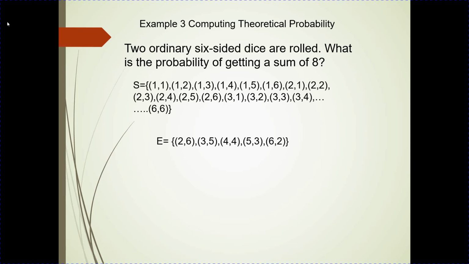So the total number of outcomes in E will be 1, 2, 3, 4, 5 events. So the theoretical probability will be the ratio of the number of events divided by the total sample space that we have. So it will be 5 over 36.